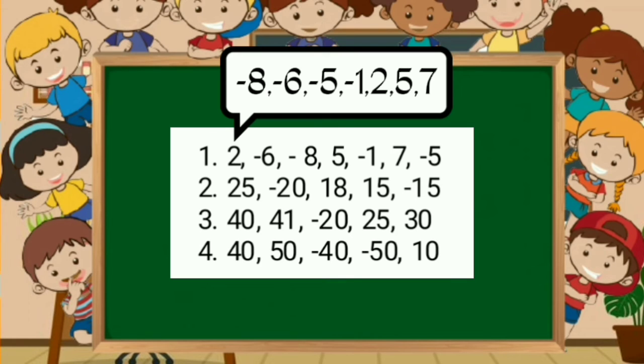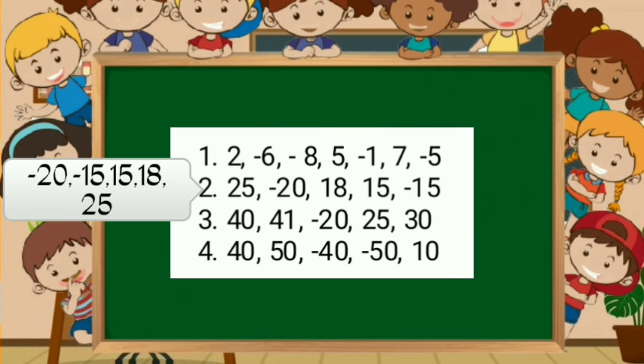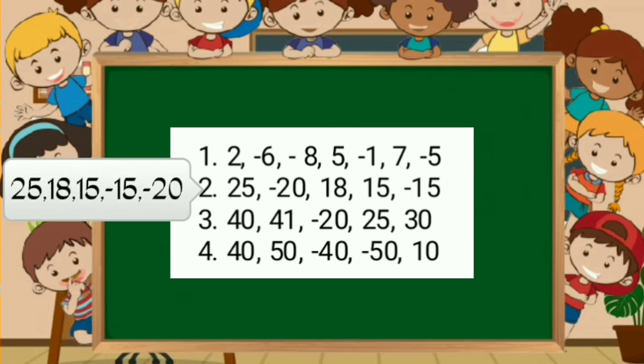If we arrange those from greatest to the least, then we are just going to reverse the numbers from positive 7 until negative 8. Number 2, we have negative 20, followed by negative 15, positive 15, positive 18, and positive 25. Now again, if we arrange those from greatest to least, then we are going to reverse the numbers from positive 25 to negative 20.